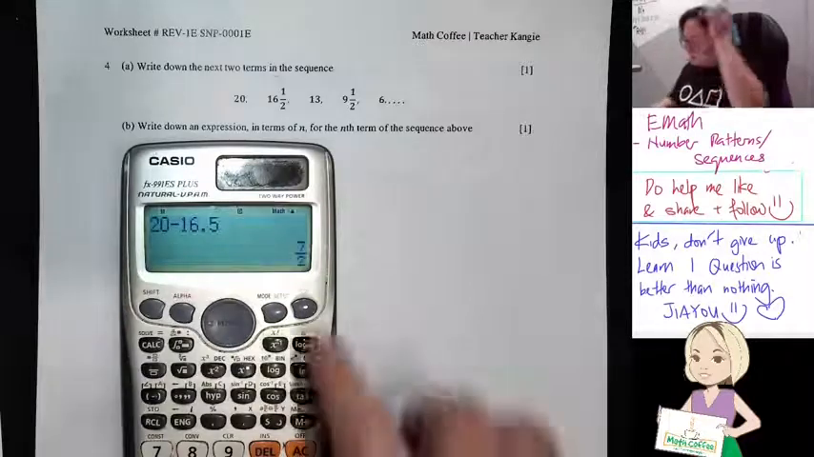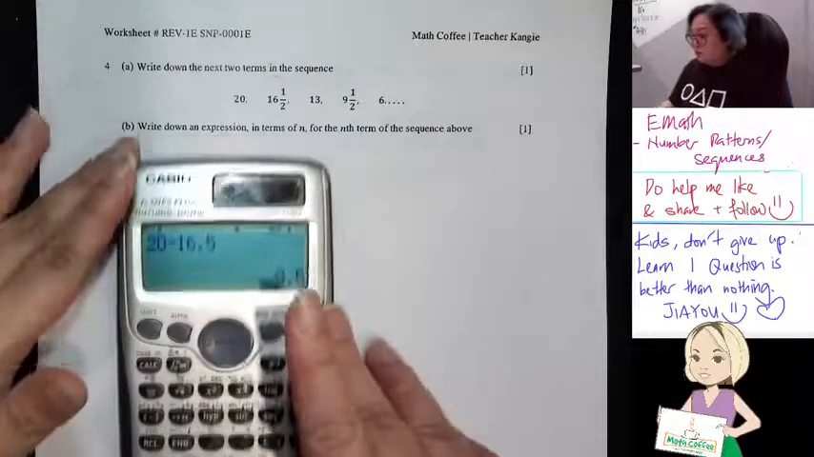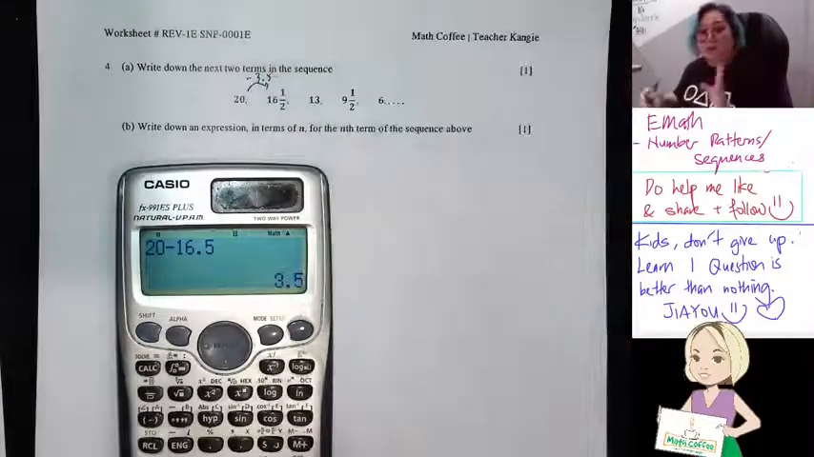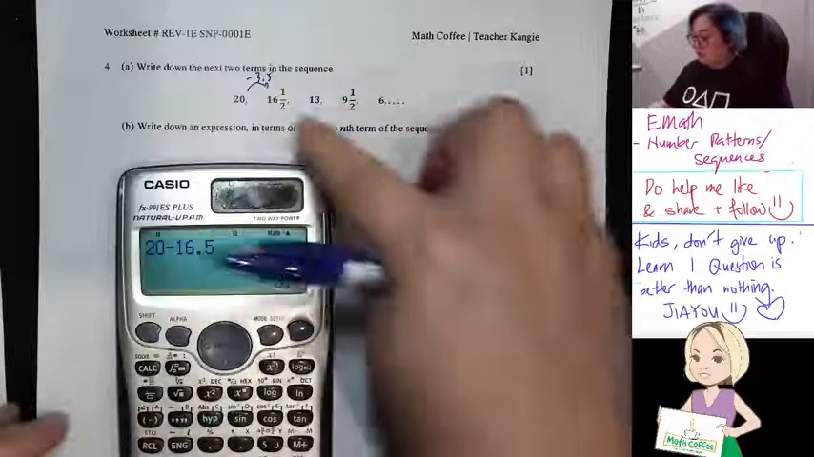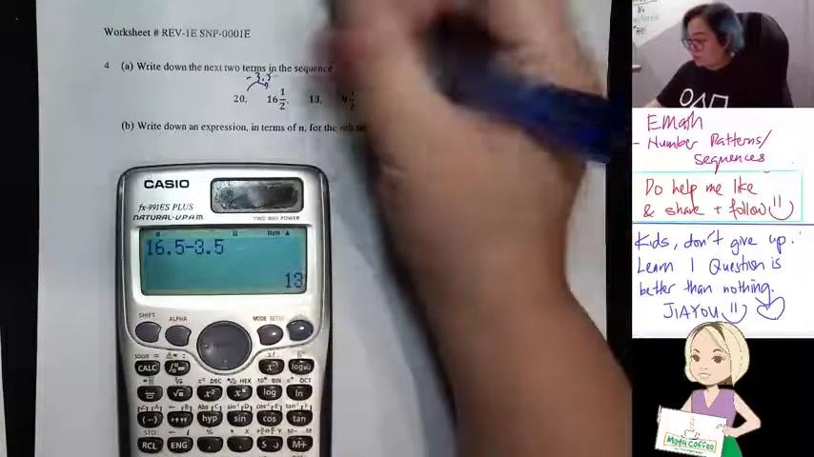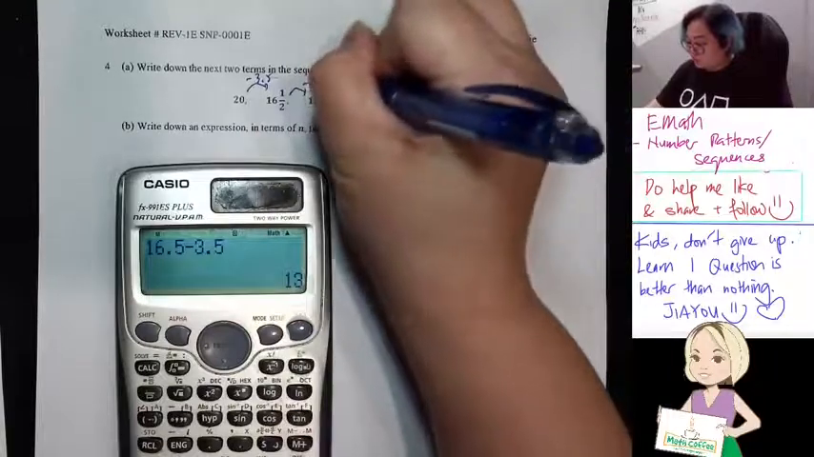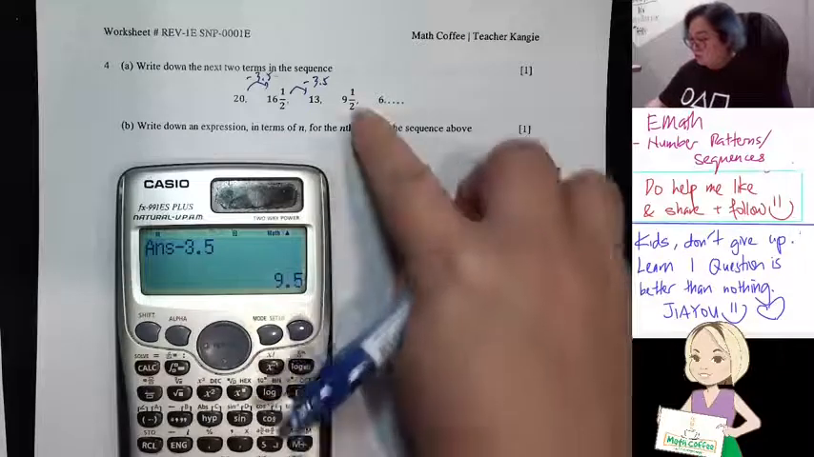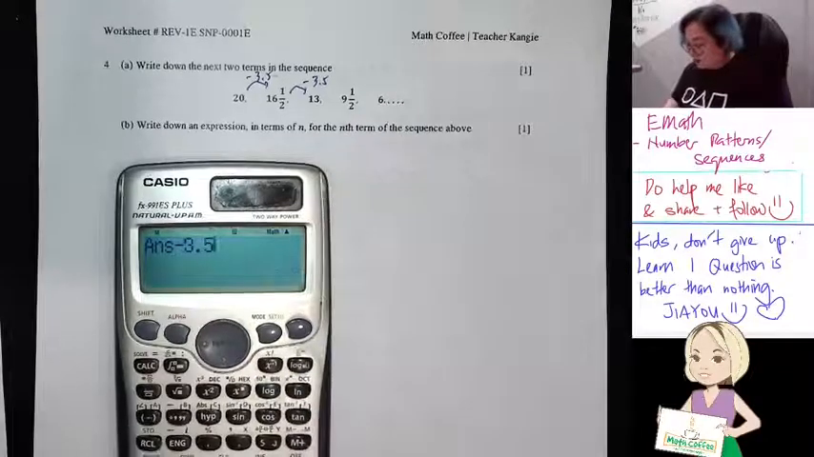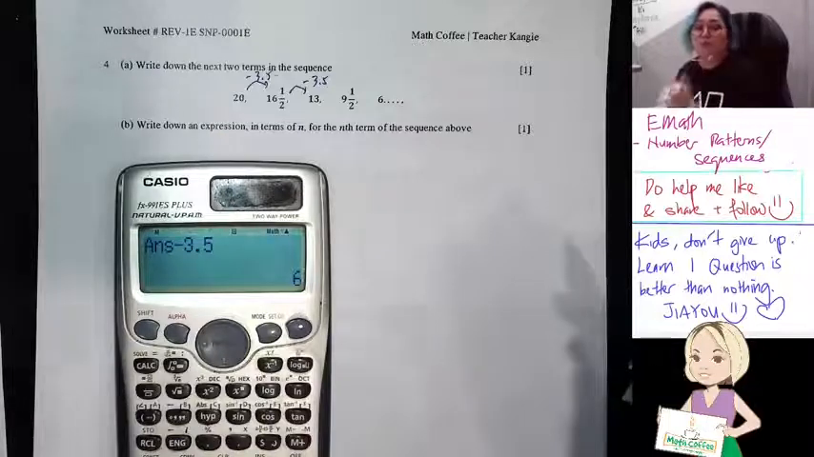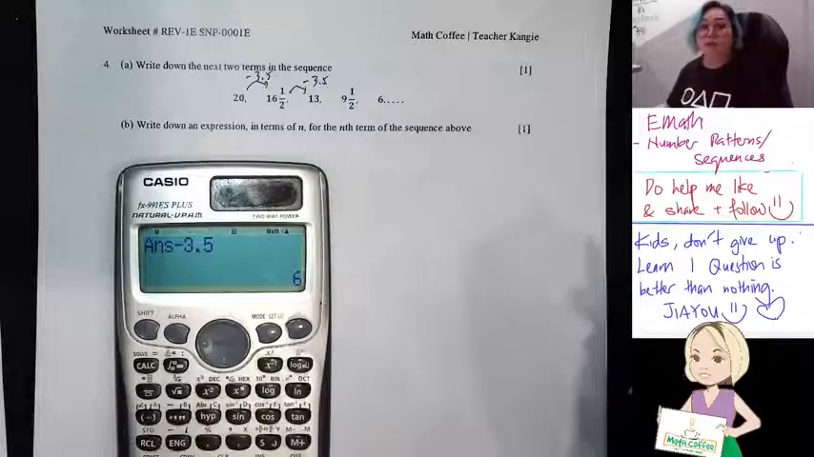So I will get 3.5. So it should be minus 3.5. So we test for the next pattern. 16.5, if I minus 3.5, yes, I also get 13. So it is actually minus 3.5. Minus 3.5 again, yes, also 9.5. Minus 3.5 again, yes, 6. So we can confirm that the pattern is subtract 3.5. Take note, this is not plus, this is minus.